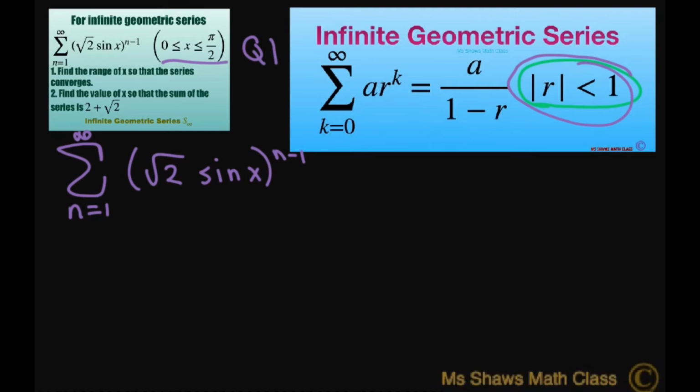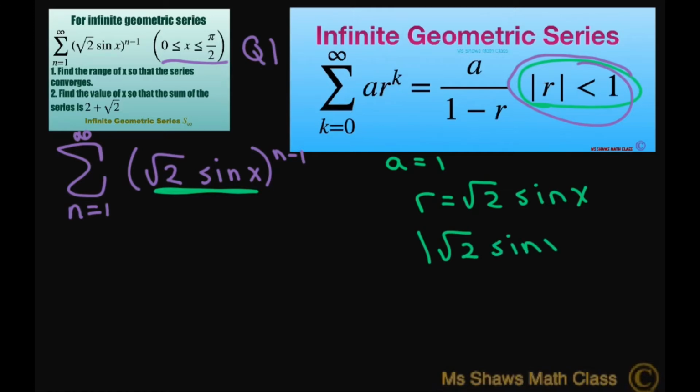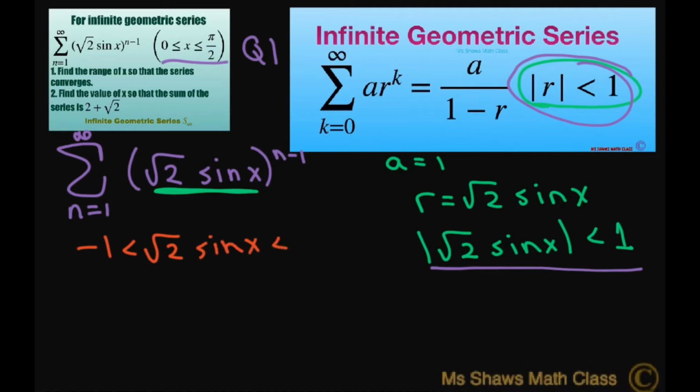Alright, so when n is 1, our first term is going to equal 1. But our common ratio is this right here. So r equals square root of 2 sine of x. So that means the absolute value of r has to be less than 1. So that's where it's going to converge. And what we're going to do is use our definition of absolute value and write this as -1 is less than square root of 2 sine of x, which is less than 1.